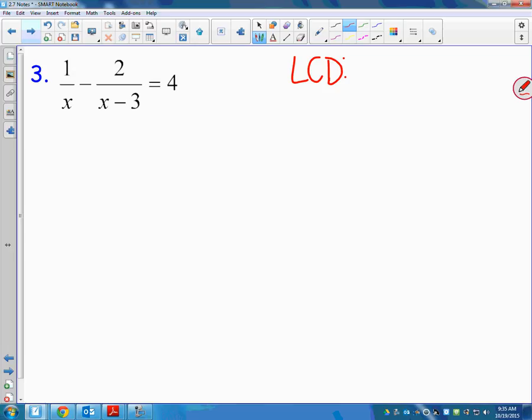What would your common denominator be between x and x minus 3 and 1, if you'd like to say that so far? Definitely I need x minus 3. Does that x minus 3 take care of all those denominators there?